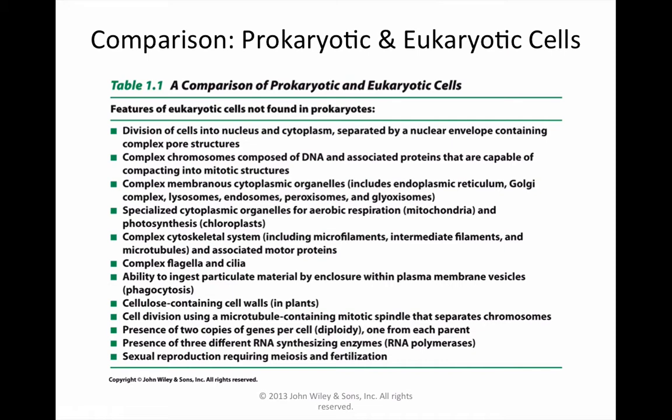Plants tend to have cellulose in their cell walls. Eukaryotic cells also have two copies of their genes per cell, one from each parent. And they undergo sexual reproduction, so not fission, the way prokaryotic cells do. So some of these things that we've listed here, I also talked about in the last slide as well, so some of these are reiterating as well as having a couple other things in there.